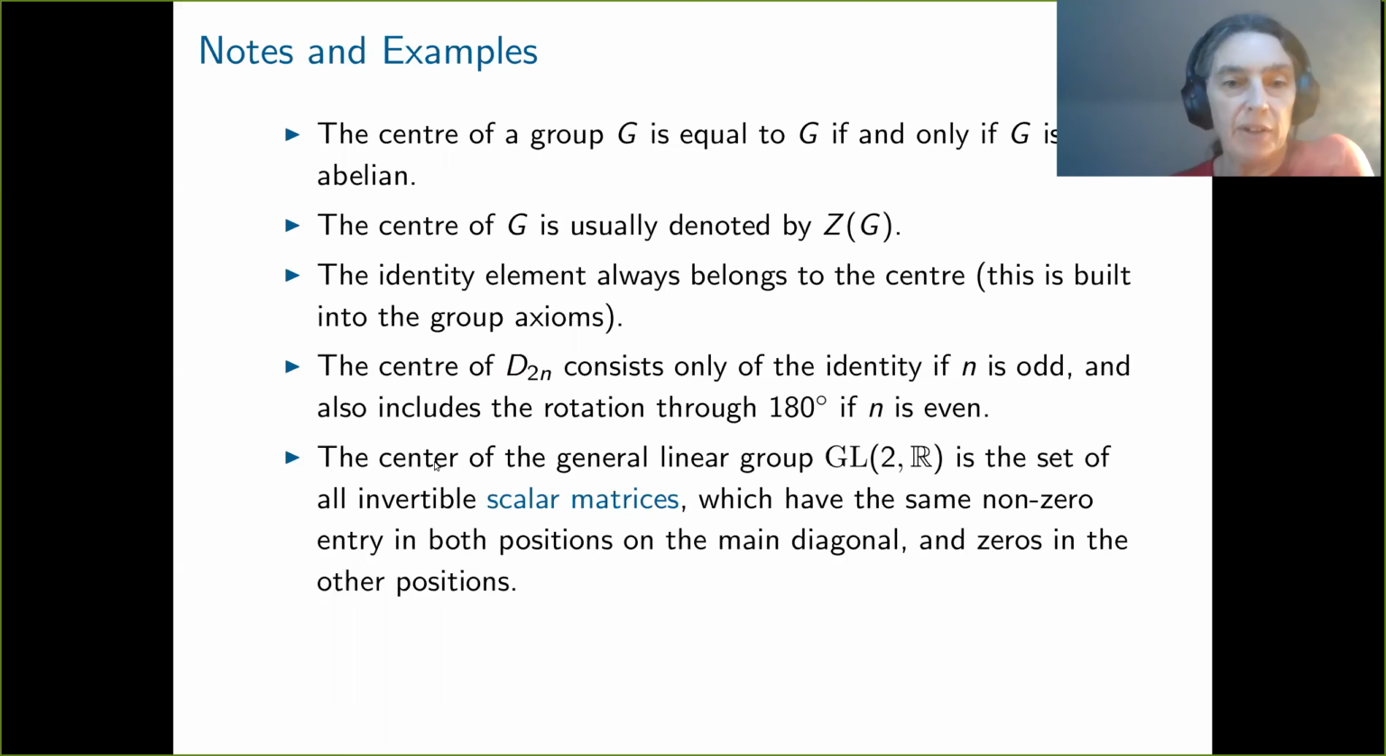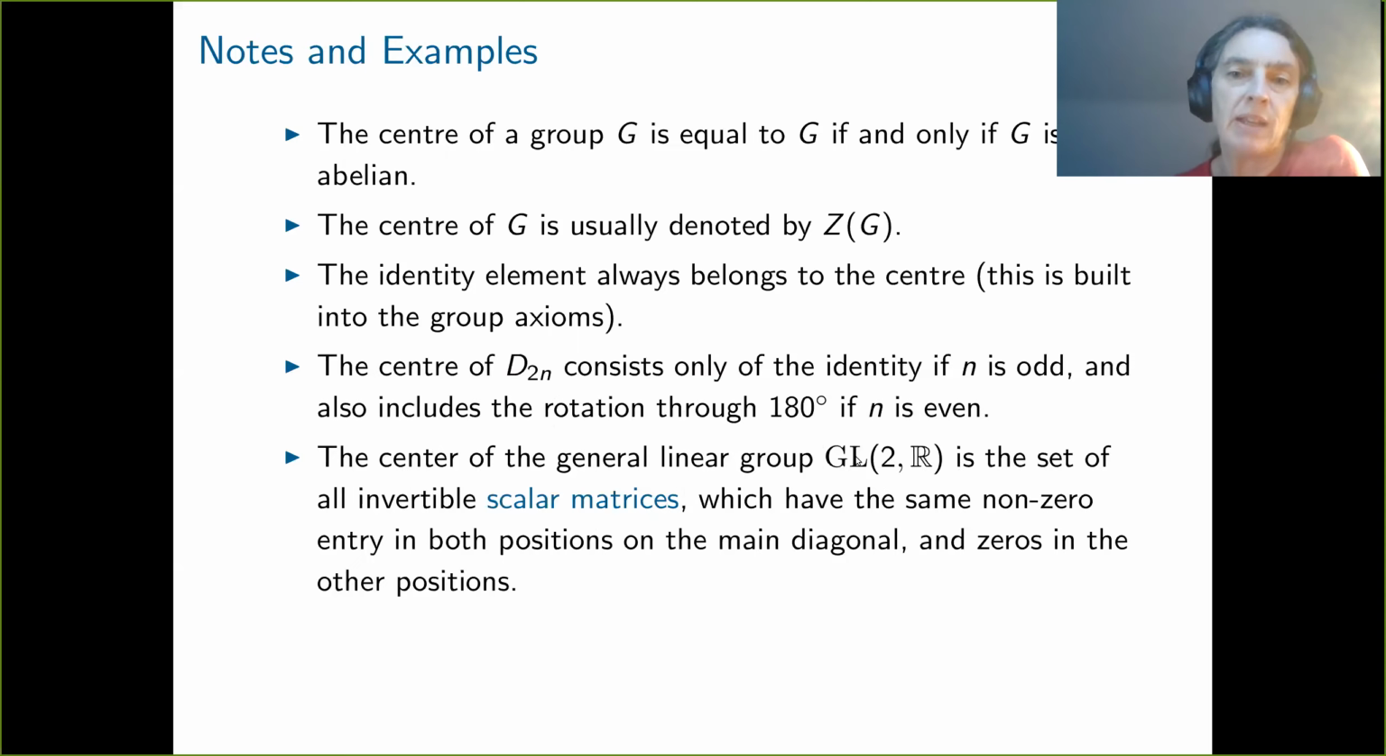Okay, another example, the center of the general linear group, GL2R, which is the group of all 2x2 invertible matrices with real entries under matrix multiplication. Again, I'm not claiming that this is obvious, but it's worth thinking about. The center of that group is the set of all invertible scalar matrices. The scalar matrices are exactly the scalar multiples of the identity matrix. They're the diagonal matrices that have the same entry appearing in each diagonal position and zeros in the off-diagonal positions. That's just another example, but again, this is not really obvious.